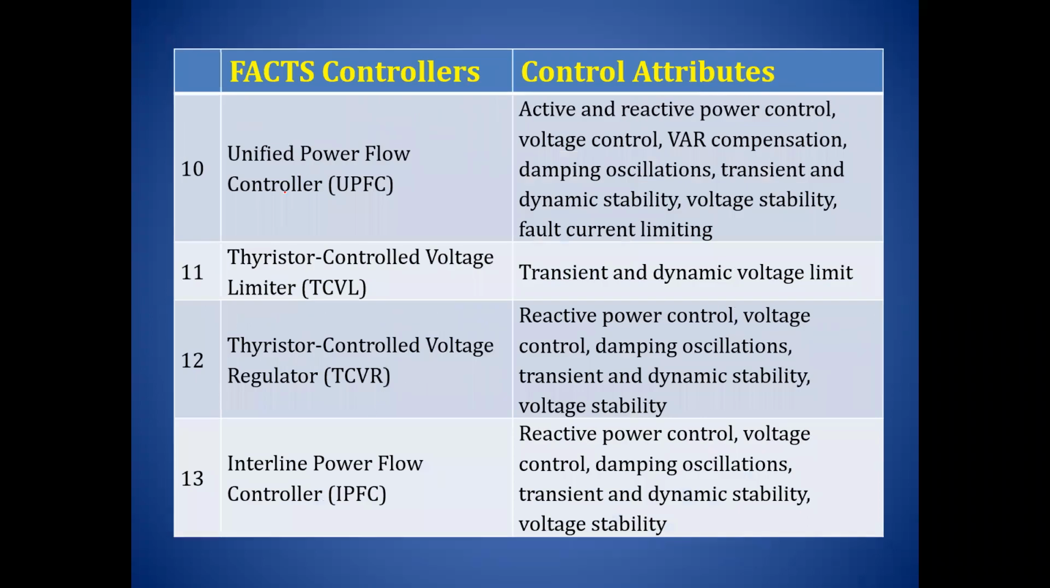Next is the unified power flow controller, which is going to control active power with series and shunt compensation. So the control attribute is the combination of series and shunt controllers. Here both active and reactive power flow, because there is a DC link and unified control. So we can control the active power between two transmission lines or in a single line with the help of shunt compensation and series compensation. Voltage control, VAR compensation, damping oscillation, transient and dynamic stability, voltage stability, and current limiting.